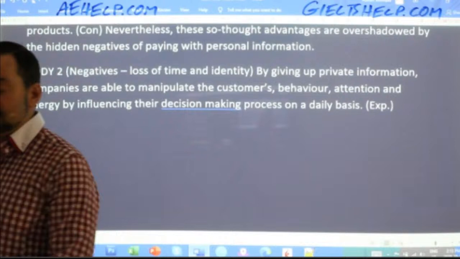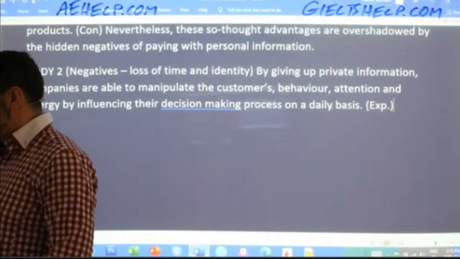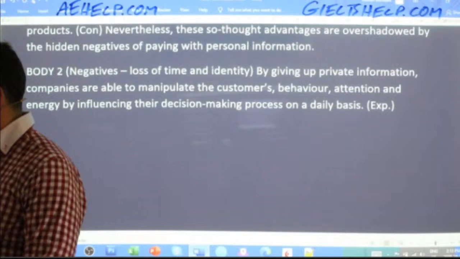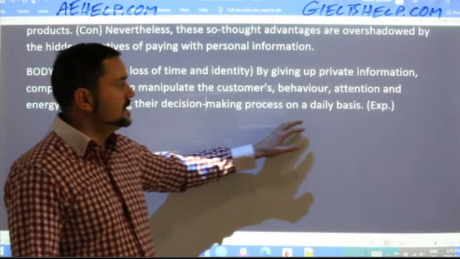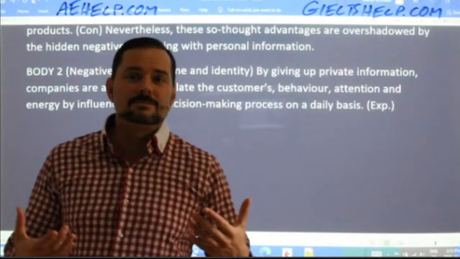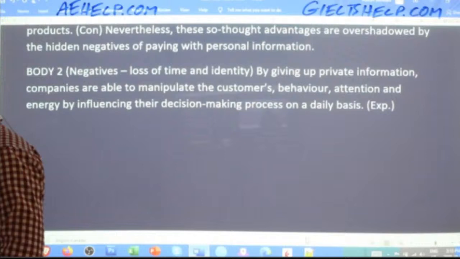I'll read my topic sentence here. And you'll see we're very much on the same page so far. Okay. So, by giving up private information, companies are able to manipulate the customer's behavior, attention, and energy by influencing their decision-making process on a daily basis. Okay. So, what do you mean? Explain that, right? Okay. How do they do that?